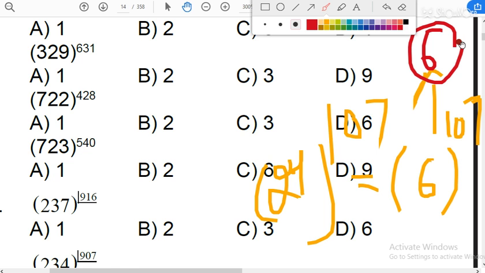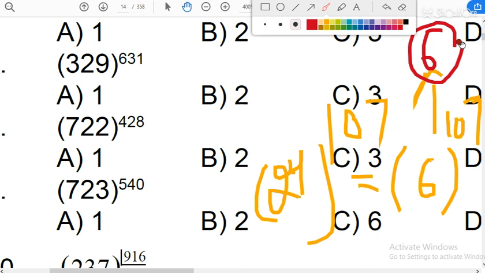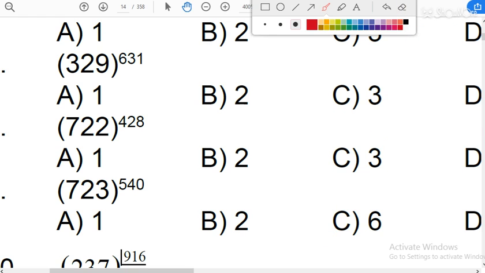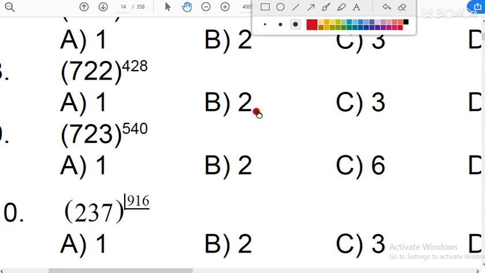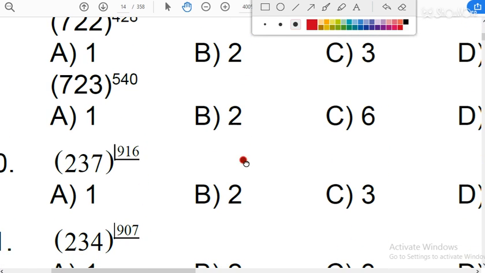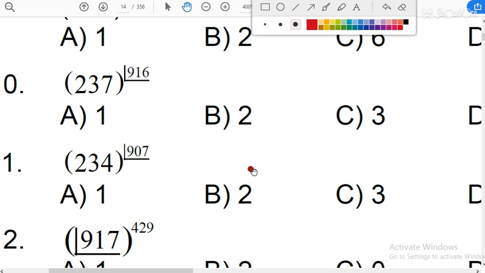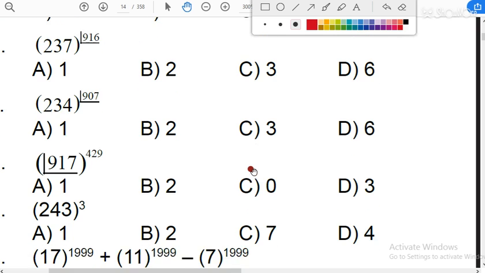Yes, D option is available. So let me solve question number 9 also. After that, 9 and 10, then we will move to the answers. I will solve all the questions, and after that I will see the answer.